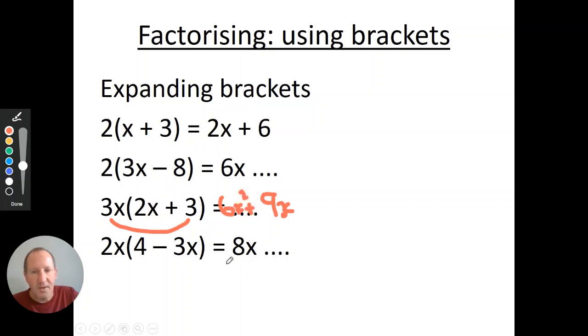Hopefully you think about this one. The first one's done for you: 2x times 4 gives me 8x. Then 2x times minus 3x gives me minus 6x squared.